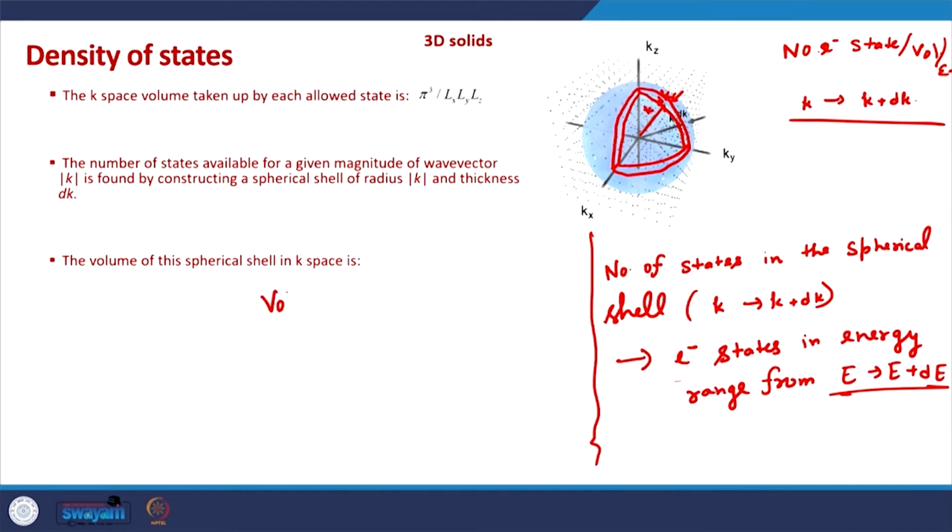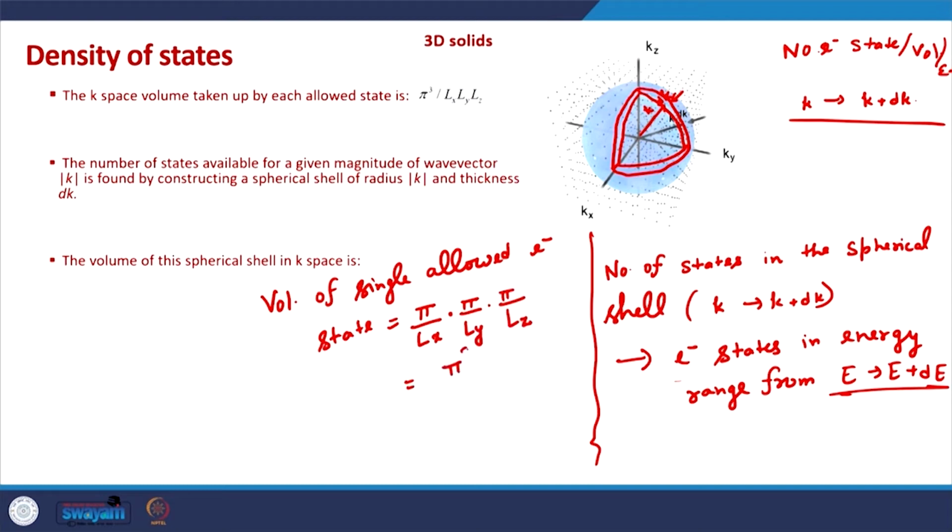The volume of a single allowed electronic state is essentially a small cube in the reciprocal space, in the k space, and the volume of a single state will be pi by Lx times pi by Ly times pi by Lz. So, this will be pi cube by Lx Ly Lz, equals pi cube by V, where V is the volume of the entire solid, which is just a 3D solid essentially. So, this is the volume of a single allowed electronic state in k space.